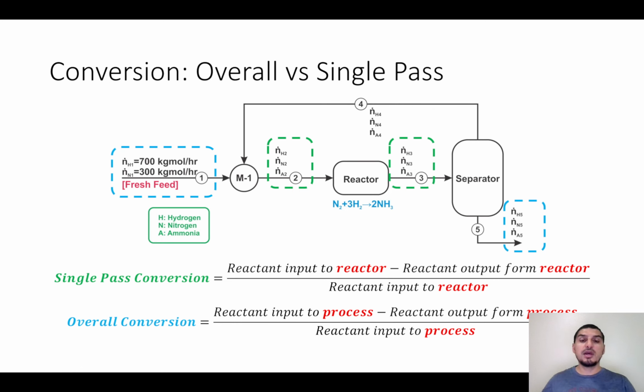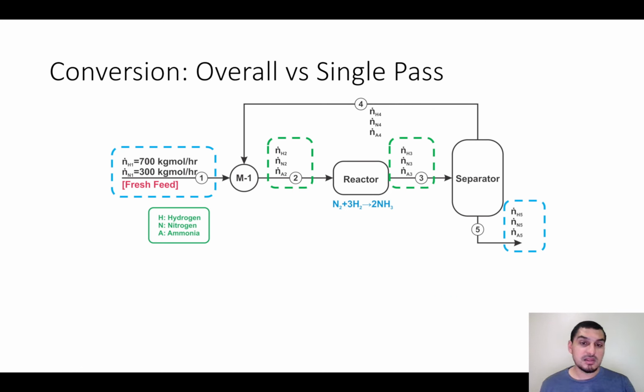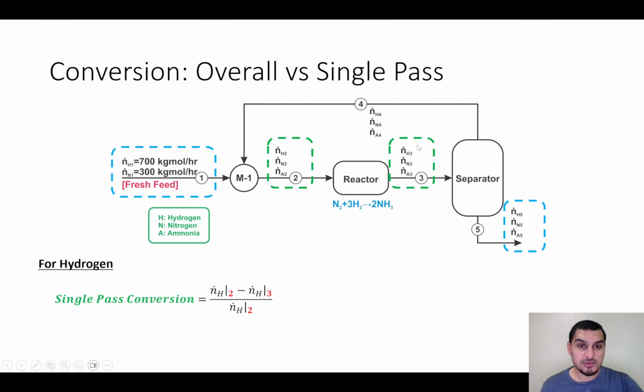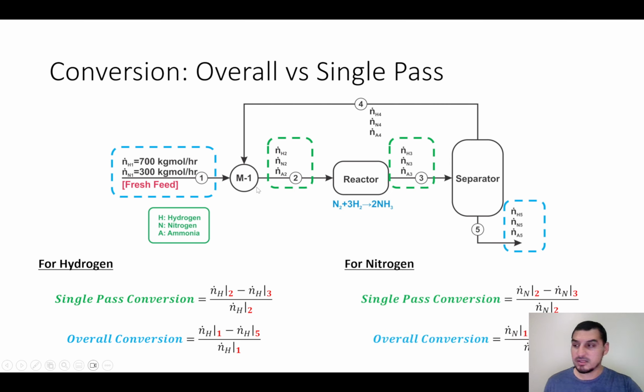So if we want to write this in the form of equations for hydrogen, for example, the single pass conversion is the number of moles of hydrogen into the reactor, which is stream number 2, minus hydrogen in stream 3 over the hydrogen in stream 1. The overall conversion of hydrogen is the number of moles of hydrogen in stream 1 minus the number of moles of hydrogen in stream 5 over the number of moles of hydrogen in stream 1. So this is the single pass and the overall conversion for hydrogen, and the same for nitrogen. It's the exact same thing, with nitrogen instead of hydrogen.